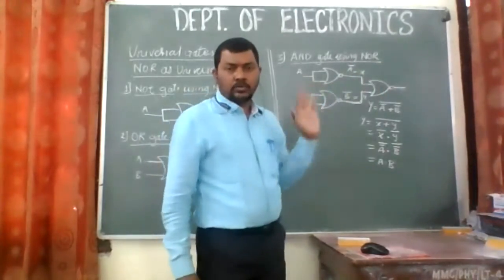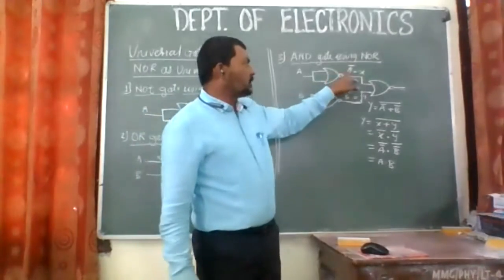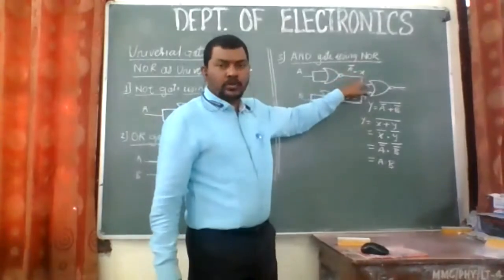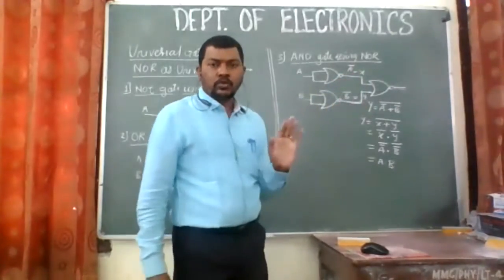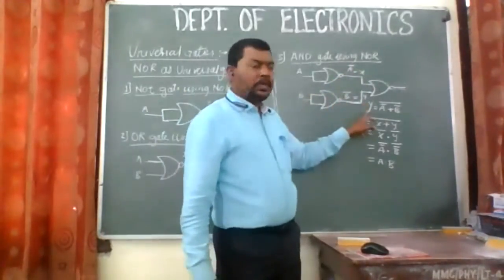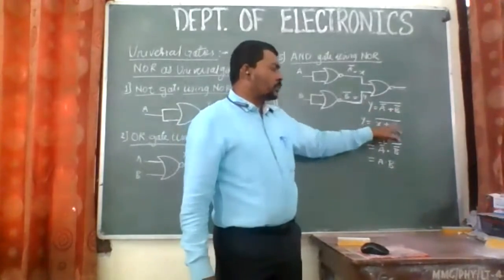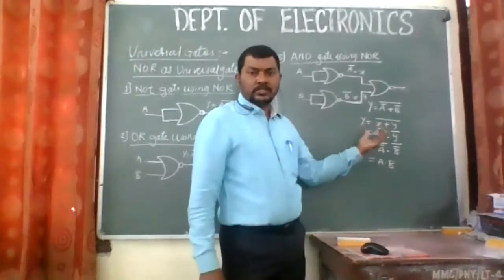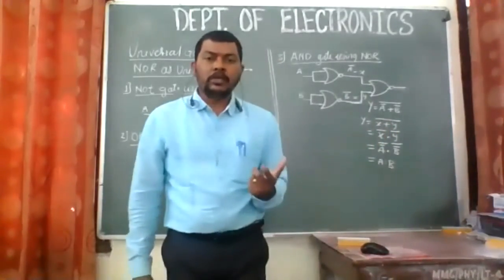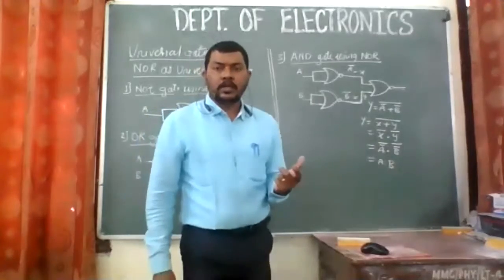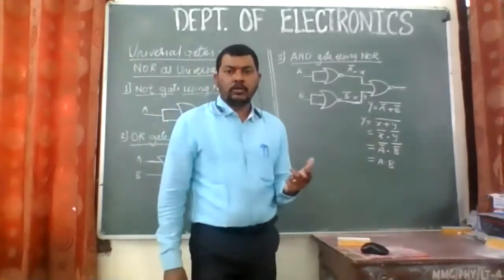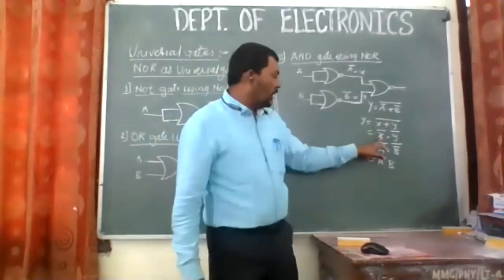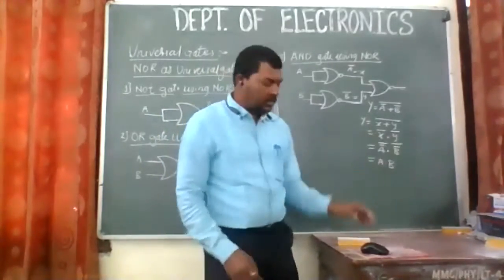So both the inputs are connected to another NOR gate. We are calling this input as X, we are calling this input as Y. So A complement is equal to X and B complement equal to Y. So the output will be Y is equal to (X plus Y) whole complement. Now, by using De Morgan's first theorem, the complement of the sum is equal to the product of the complements. Sum of the complements is equal to product of the complements. So X complement plus Y complement.